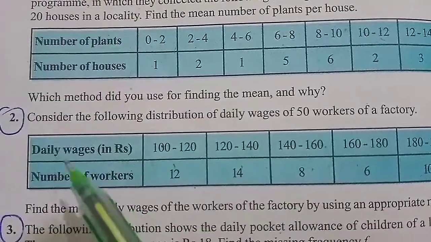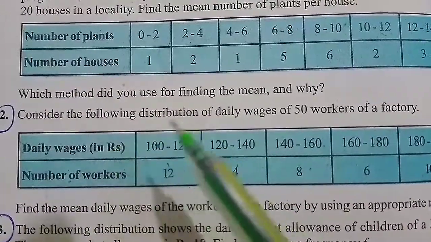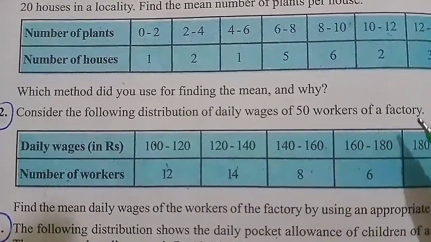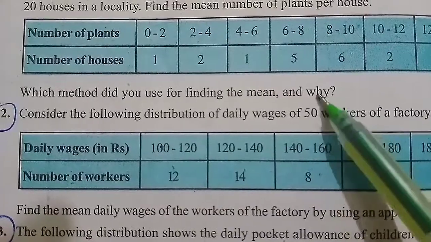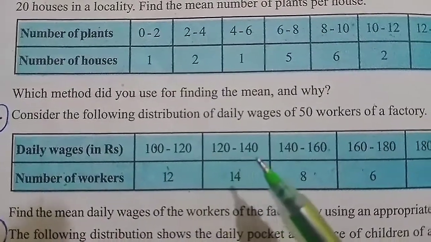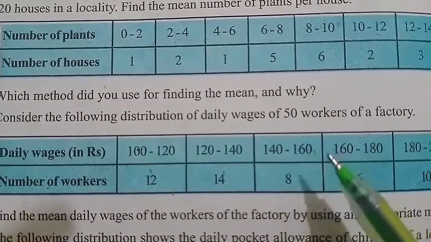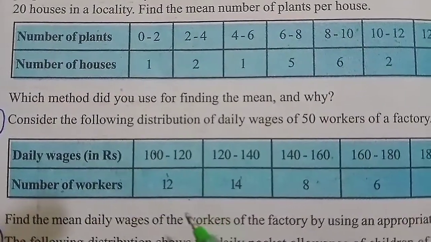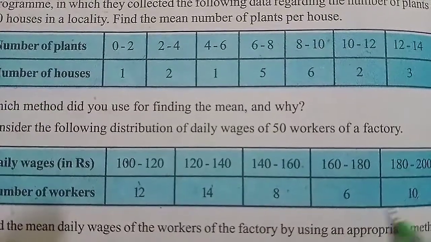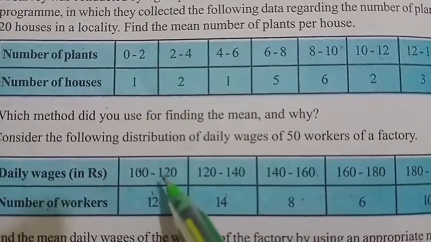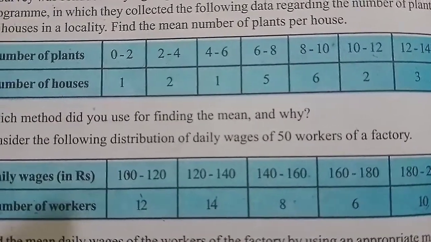Now let us start question number 2. Given, consider the following distribution table of daily wages of 50 workers of a factory. So how many workers? 50. This itself is the total frequency. Daily wages given in rupees: 100 to 120, 120 to 140, 140 to 160 and so on till 200. And the number of workers given is 12, 14, 8, 6 and 10, together 50 workers. This becomes the frequency column and the other column becomes the class interval.